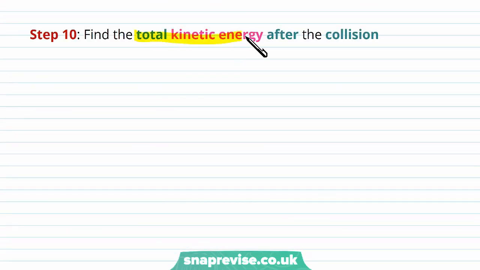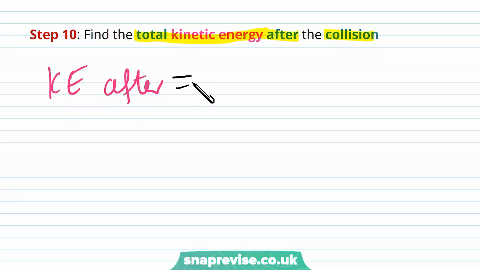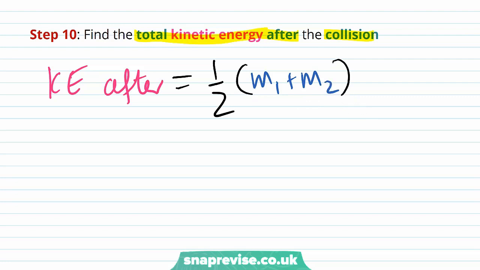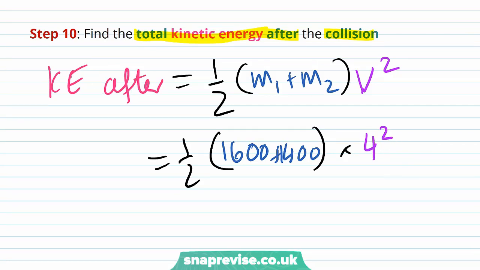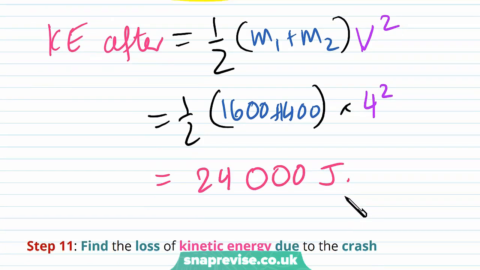And step 10 is to find the total kinetic energy after the collision. So the kinetic energy after is given by a half times the combined masses of the cars, so a half times m1 plus m2 times their velocity after the collision, which is v squared. Now we again substitute in our values to get a half times 1600 plus 1400 times their velocity, which we found was 4 meters per second. So this gives us the kinetic energy after the collision as 24,000 joules.